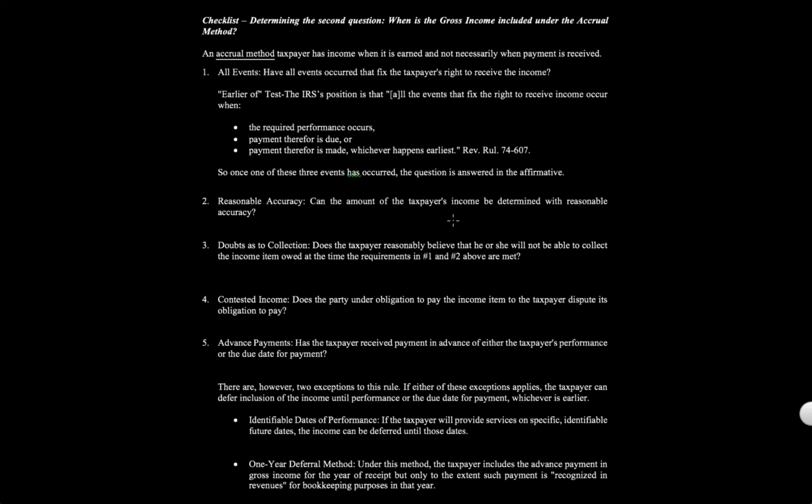Continuing with the discussion, let's consider the accrual method of accounting. Under the accrual method, income is recorded when it's earned and not necessarily when payment is received. We have to go through some requirements here. So first, the all events test. Have all events occurred that fix the taxpayer's right to receive the income? The earlier of test, which is the IRS's position, takes place when the required performance occurs, performance therefore is due, or payment therefore is made, whichever happens earliest. So of those three, we have an or test. Whichever is the earliest, that is when income recognition occurs.